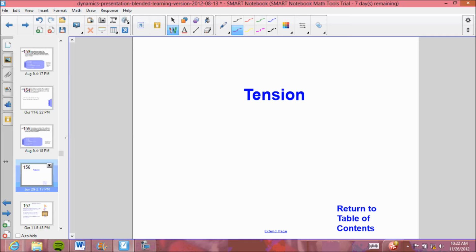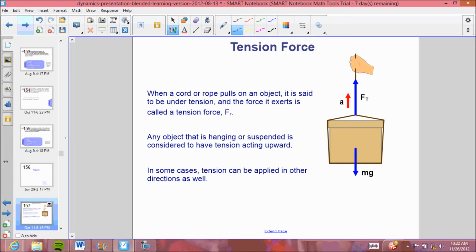All right, so now we're going to talk about tension. Tension force. When a cord or rope pulls on an object, it is said to be under tension, and the force it exerts is called the tension force, Ft. Any object that is hanging or suspended is considered to have tension acting upward. In some cases, tension can be applied in other directions as well. In this case, it's hanging, tension is going up, because if you think about it, the rope here is going up.